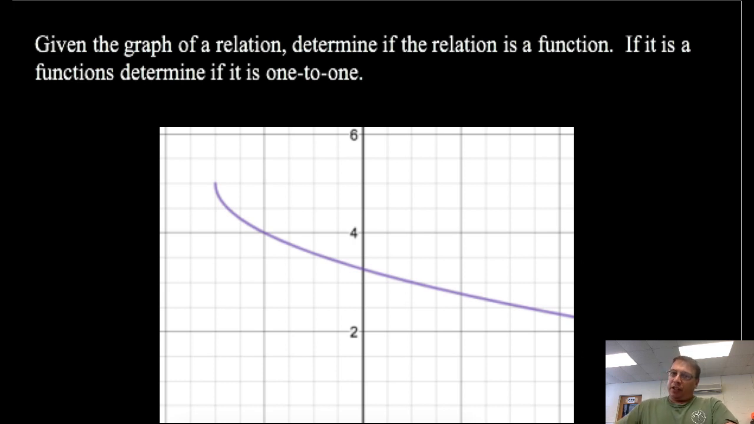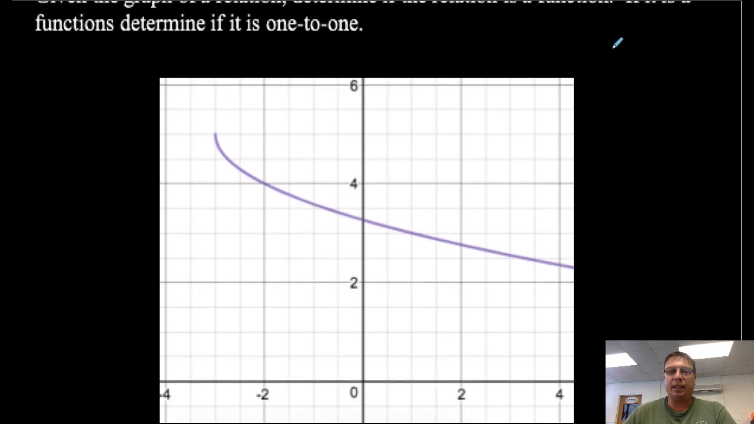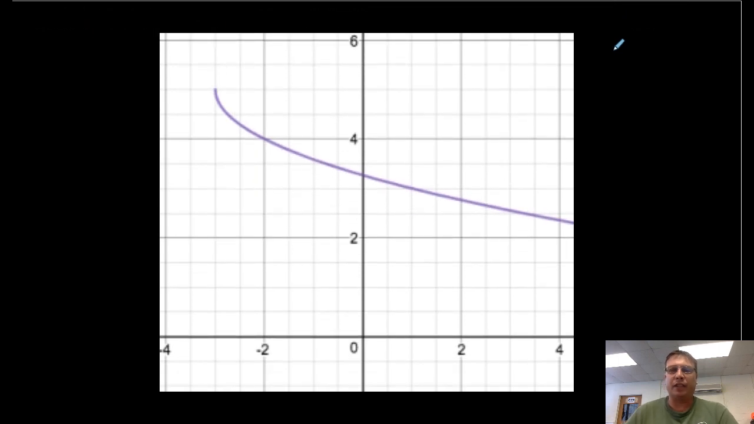Given the graph of a relation, determine if the relation is a function. If it's a function, determine if it's one-to-one. This one's a little different than the other types that we've seen so far, but that doesn't matter. It's not a big deal. We know that we're allowed to have graphs that just end. This one starts here, comes down through, rotates to there, and it keeps going. This one actually does stop. So this is an end point right here. So that ends, but this continues.